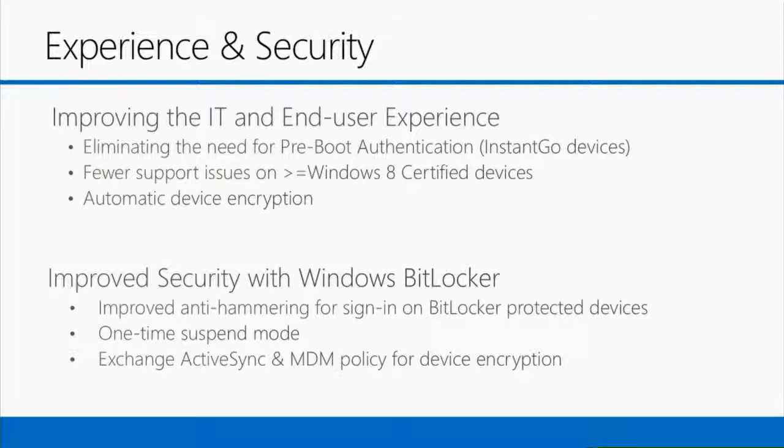So we do have improved anti-hammering for signing on. So what does this mean? One of the things we did with Windows 8 was we added support for a feature called device lock. What device lock does is when you are using a BitLocker protected device, if you type in the wrong password or the wrong credential a few times, the device is not going to wipe itself. It's not going to reset. Instead, it's going to go into BitLocker recovery.